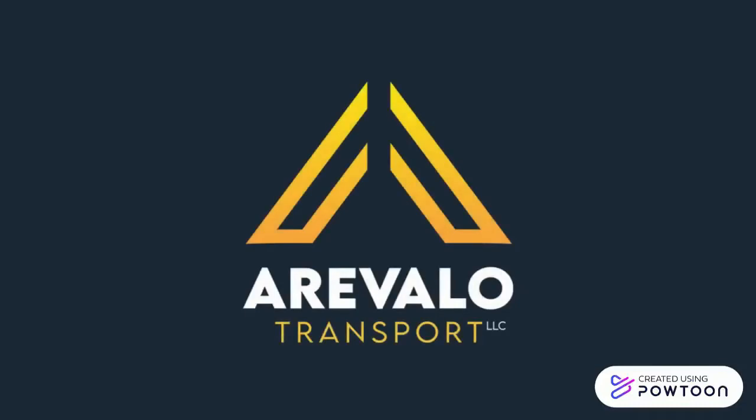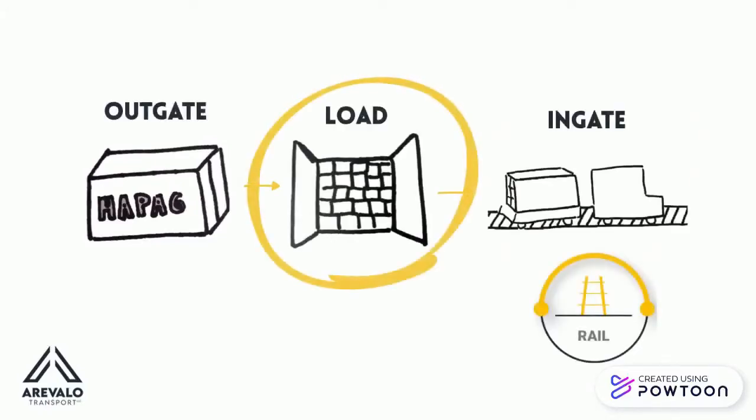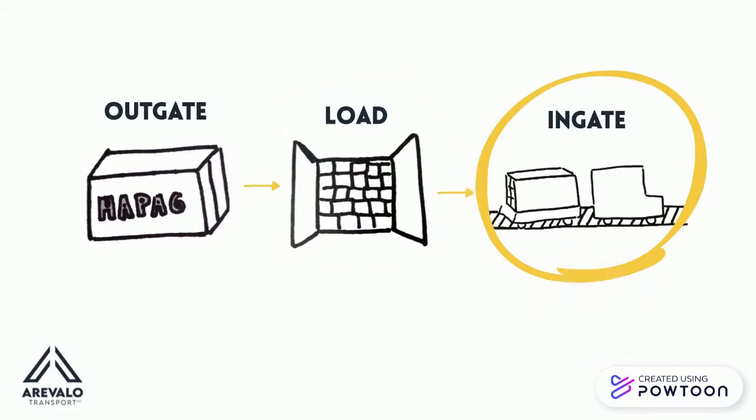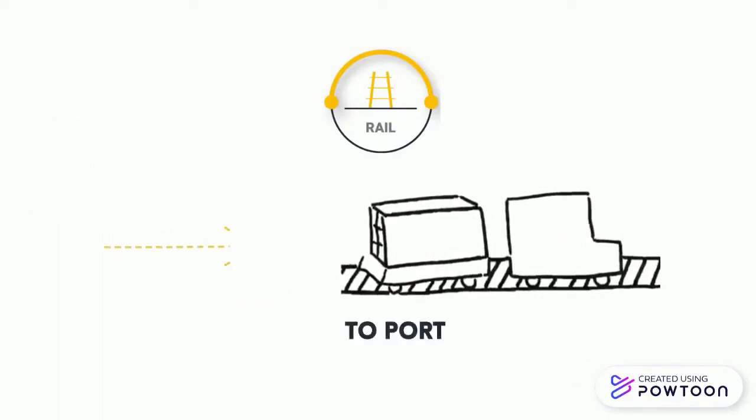Welcome to Arevalo Transfer. On previous videos, we learned about the outgate and the load. Now, after we have loaded a container, our next step is ingating it. As you already know, to ingate a container means we take the container to the rail and leave it there so they can take it to the port.